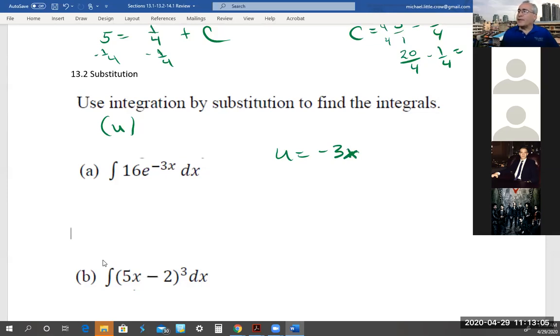What we do is we take the derivative of both sides. So we find that du, the derivative of this side, is just negative 3 dx, and then we solve for dx. We divide both sides by negative 3, so I'm going to write it as negative 1/3 du is equal to dx. So the substitution is, dx becomes negative 1/3 du, and this exponent becomes u. So we're going to rewrite this, putting the negative 1/3 in front of the integral.